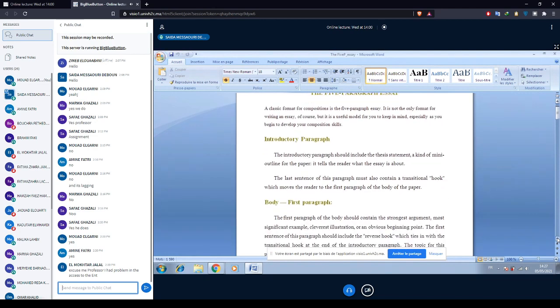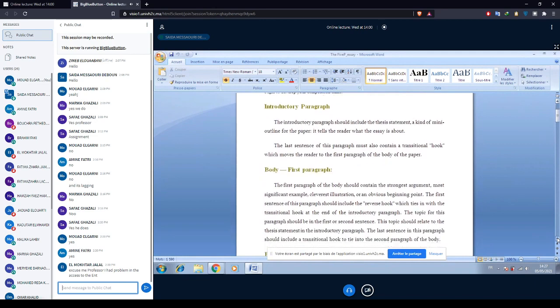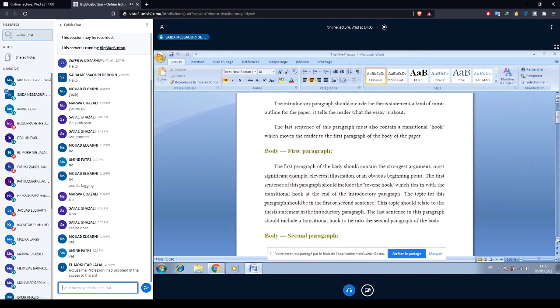And then we go to the body. The body, it's all going to be the same. So the first paragraph of the body should contain the strongest argument. It's preferable that you start with the strongest argument. But anyway, in our essays in this semester, we are not going to talk about arguments. We do not have arguments. We have description, we have narration, we do not have arguments. But anyway, it's the same thing.